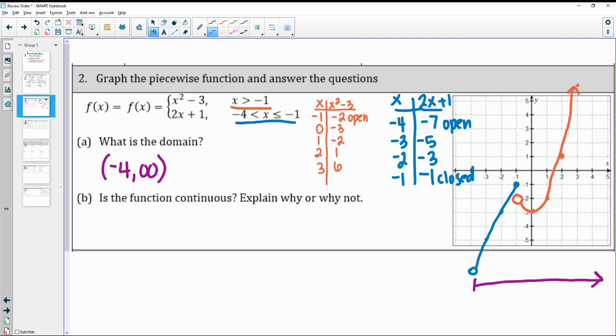And then this asks if our function is continuous. So that means that there's not going to be any breaks. And there is a break here. So there's a jump discontinuity. So no, because there's a jump discontinuity at x equals -1.